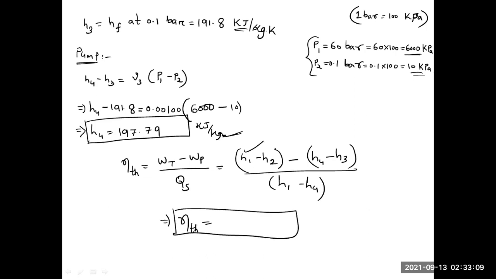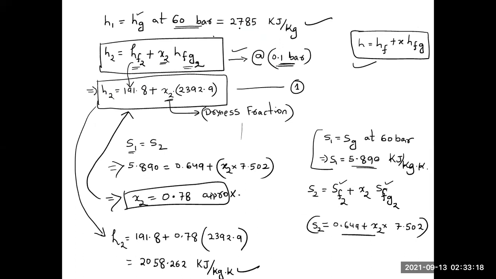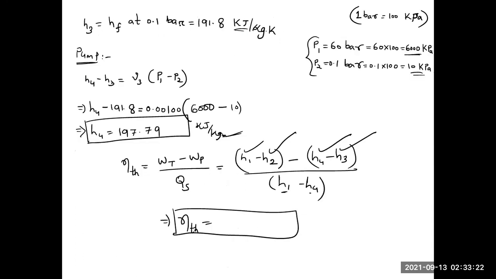Okay, H1, H2, H3, H4, all the values we have already calculated. This is H1, this is H2, and here we have H3, and here we have H4. You just put the values in this formula and calculate it, and you will get an efficiency of around 35%.